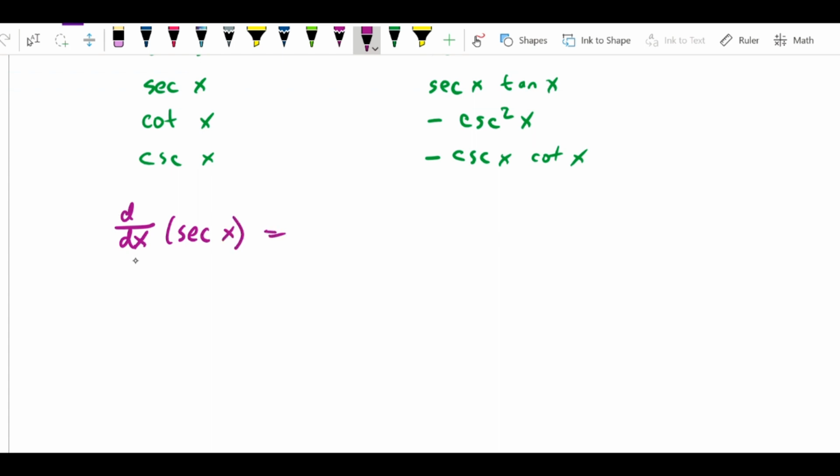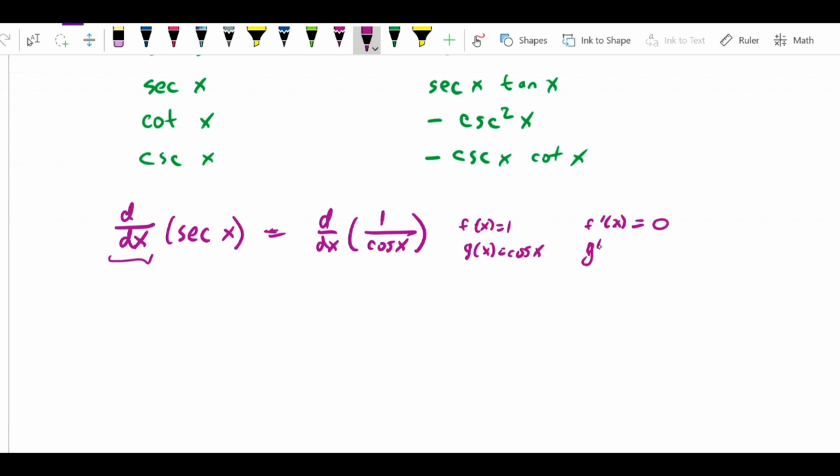So you ask, what's the derivative of secant of x? This is, by the way, another way of writing "differentiate secant x" or "find the derivative of secant x." You can write this symbol; we covered that symbol in a previous lecture. Anyway, the derivative of secant x is equal to the derivative of 1 over cosine x, because that's how the secant function is defined. This is a quotient where f of x equals 1 and g of x equals cosine of x. So f prime of x by the constant rule is 0, and g prime of x by the rule we covered above, the derivative of cosine, is negative sine.